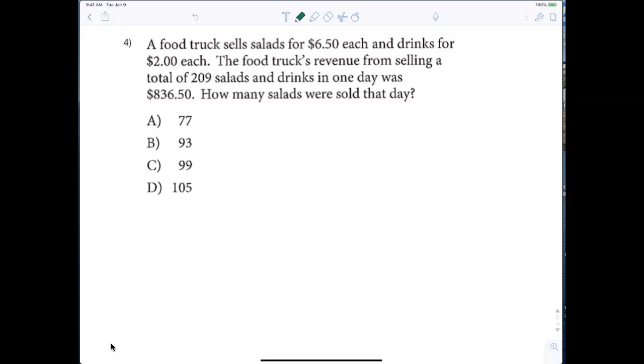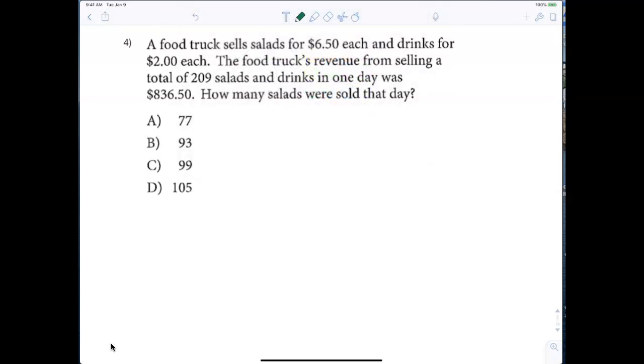All right. So, Mr. Stauffer, read it to me real quick. A food truck sells salads for $6.50. Food truck revenues for salads are $200 and drinks... In one day, $856. How many salads should I get? Okay, so what am I doing on this, buddy? Well, first you could put S equals 6.5.